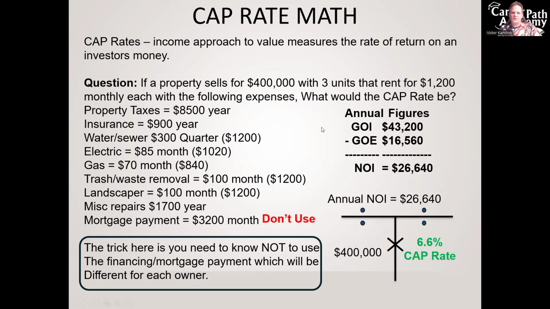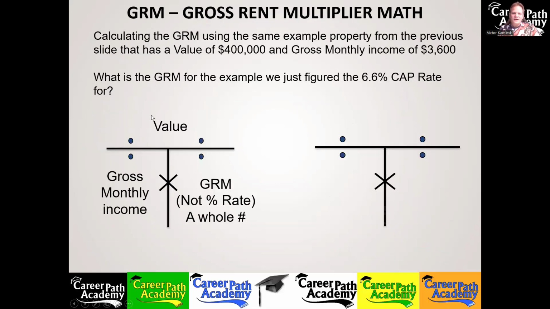All right. So you guys see now how to calculate cap rates? Because I'm going to have you do one on your own. All right, so now we're going to figure out the GRM for that same property that we just figured out the 6.6% cap rate for, where the value is 400,000 and the gross monthly income was 3,600 from those 1,200 a month unit rentals. So what numbers do we plug in where to figure out the GRM? This is the reverse T formula for figuring out GRM. What numbers do we plug in where?